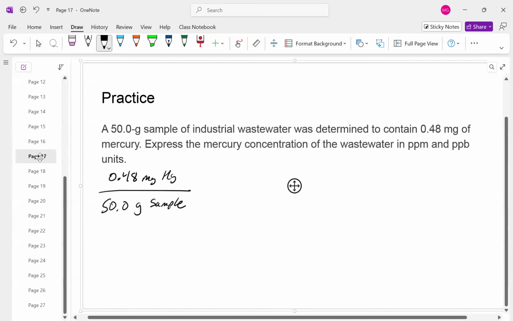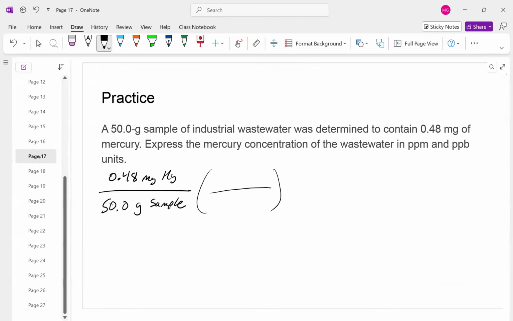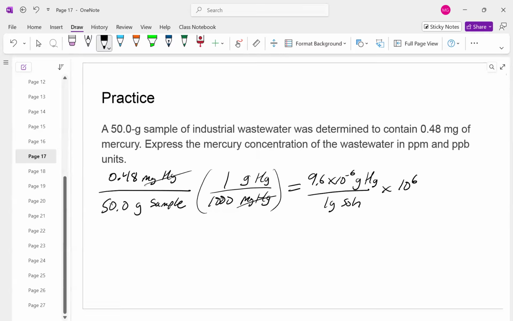So the first thing I'm going to do is convert that mass of mercury, I'm sorry, milligrams of mercury into grams of mercury. So there's 1,000 milligrams in 1 gram. And look at what I get. I get 9.6 times 10 to the negative 6 grams of mercury over 1 gram of solution. If I multiply that by 10 to the sixth, that will get me 9.6 parts per million.